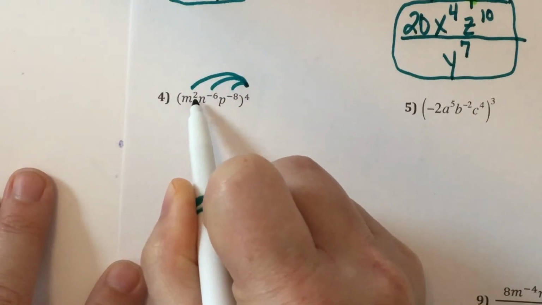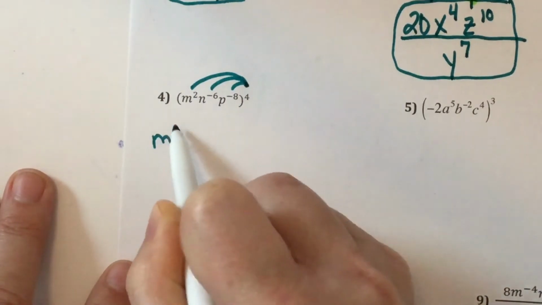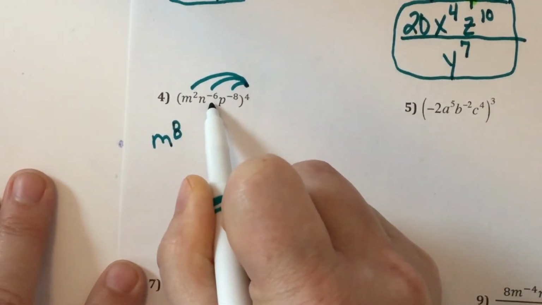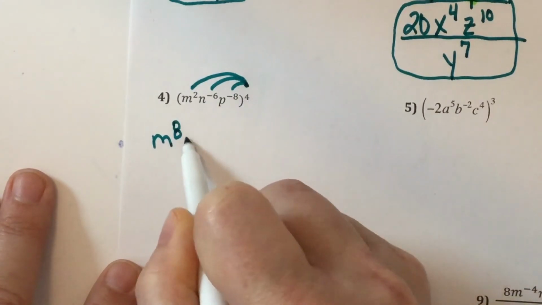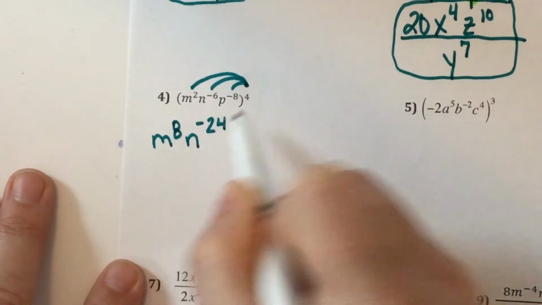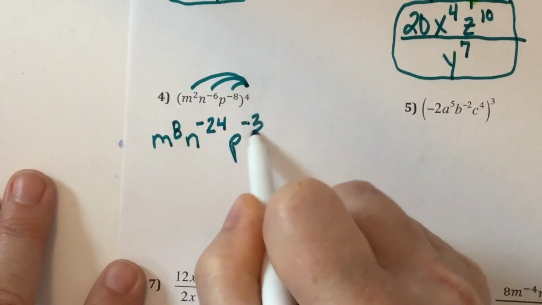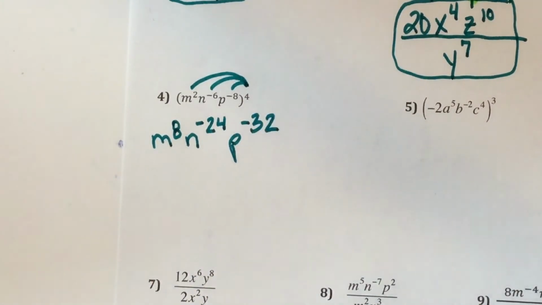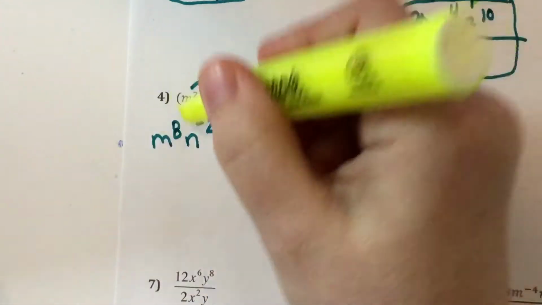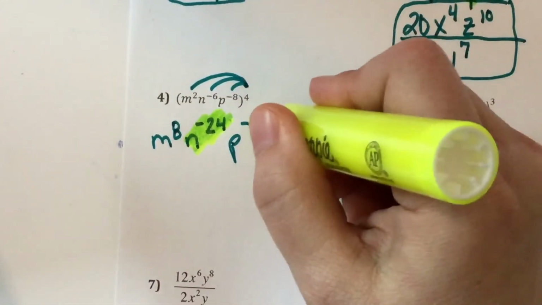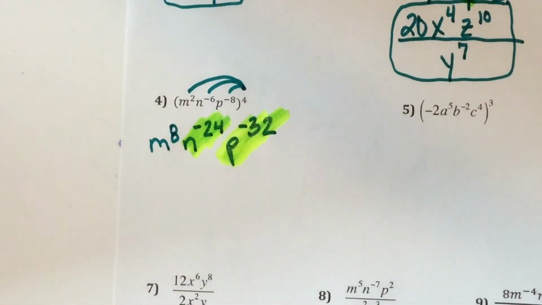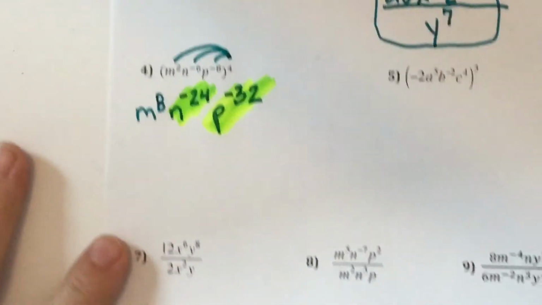So 2 times 4 is 8. Negative 6 times 4 is negative 24. Negative 8 times 4 is negative 32. Okay, this time I have 2 guys that have to move. Mr. N has a negative exponent and Mr. P has a negative exponent. So they're both going to move.